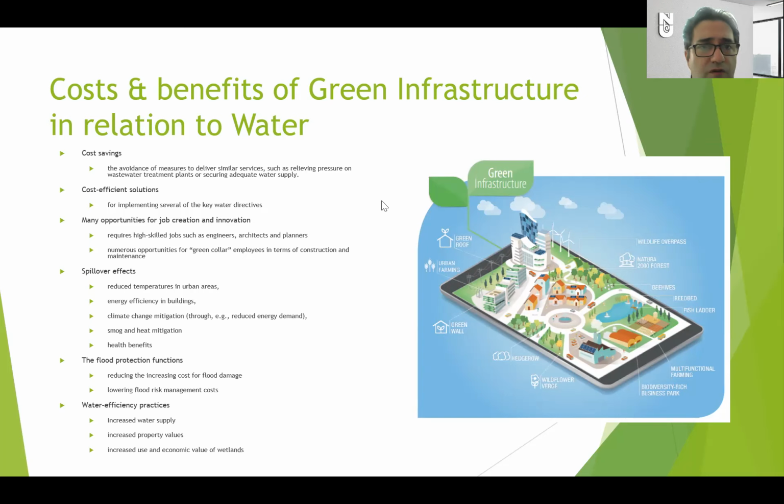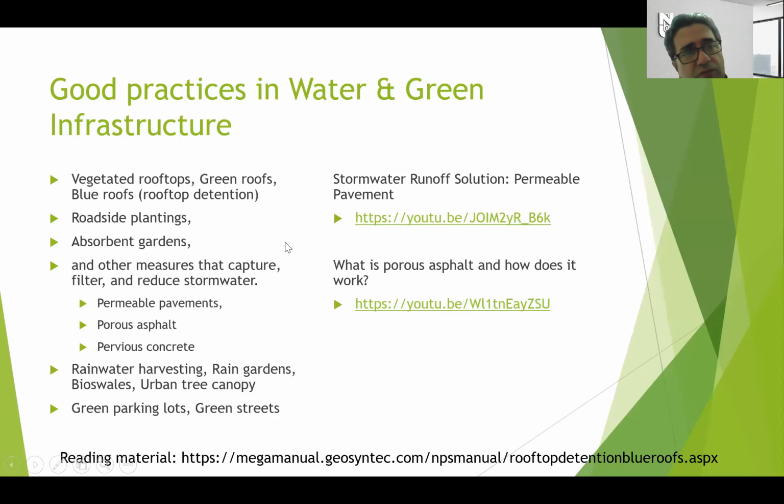Okay, so this is actually the last slide. I'm going to provide you some good practices in water and green infrastructure applications. We are still talking about green infrastructure for water engineering. So what you can do, for example, is design vegetated rooftops, green roofs, or blue roofs. I am pretty sure that you are familiar with green roofs. Maybe this is your first time hearing what a blue roof is.